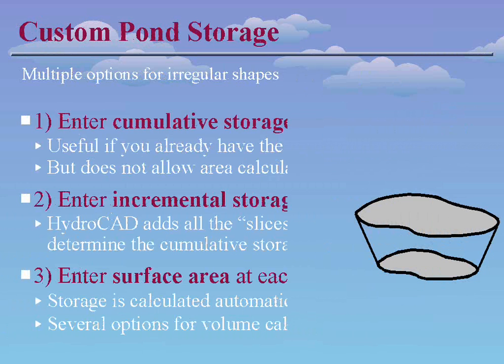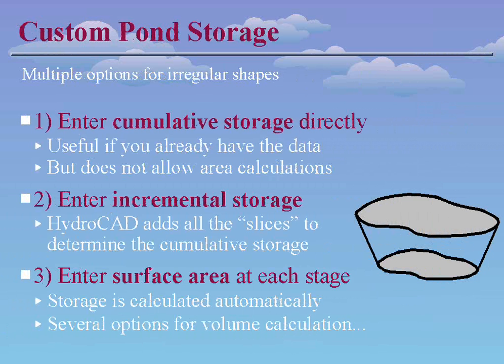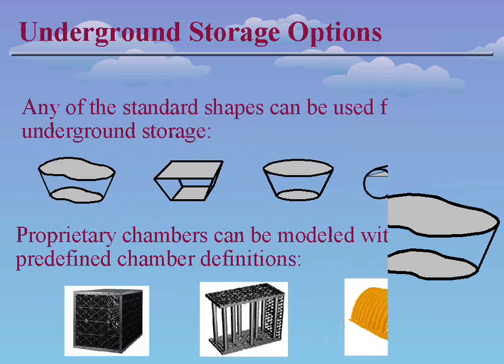And then we have custom storage. Custom storage is used where you have measured information such as contour elevations, where you can measure the surface area at each contour elevation and use that data in order to define the storage of the pond. And this is often used for natural graded ponds, dams, reservoirs, things of that nature.